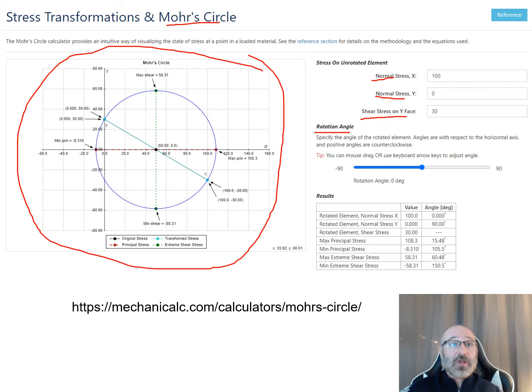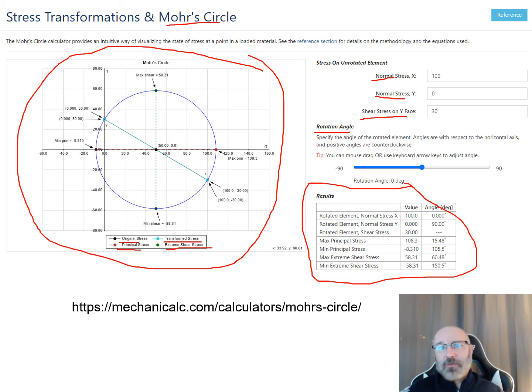And it's really nice, this color coordinate right here. You can see your original stress, your principal stresses, transformed stresses and extreme shear stresses, all drawn out on a graph for you right there. And they also give you the results as well. And I think with a membership, you can export them to certain different formats. So this is just a great resource.